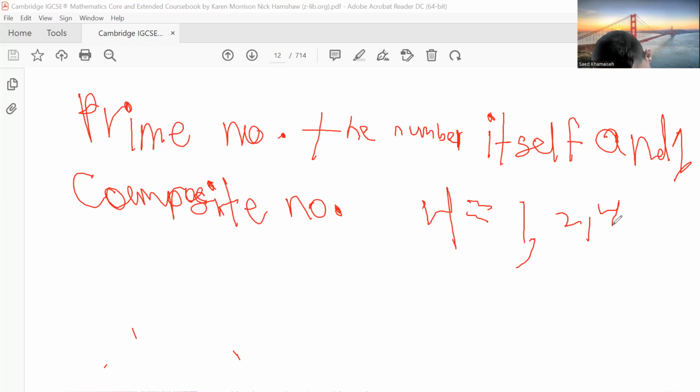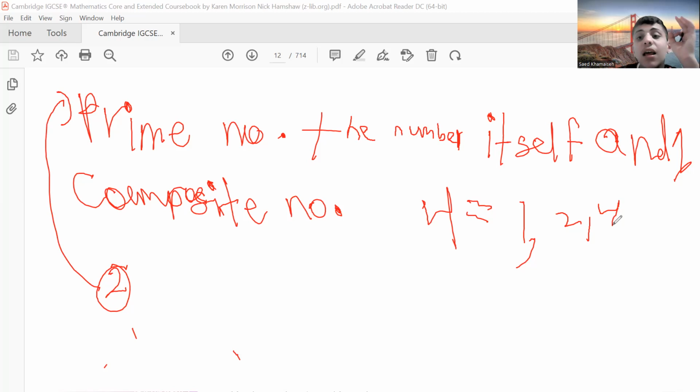Okay, so do you know that 2 is the only even number that is prime? All other even numbers are composite numbers. Odd numbers, not all, but most of the odd numbers are prime numbers. Okay, now we talk about square numbers.